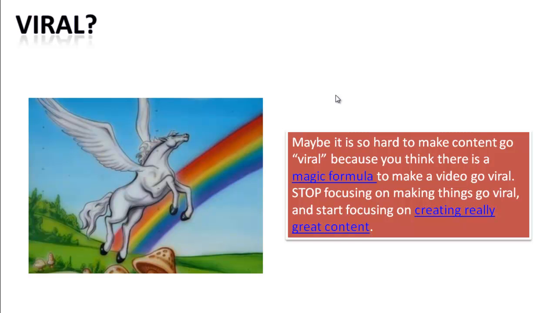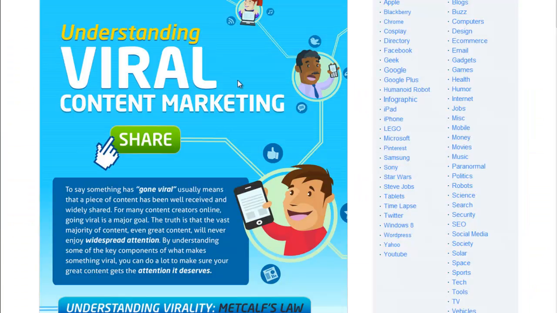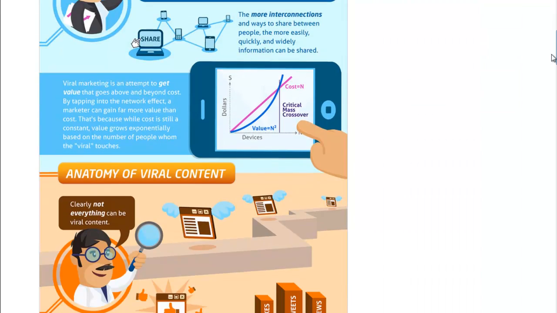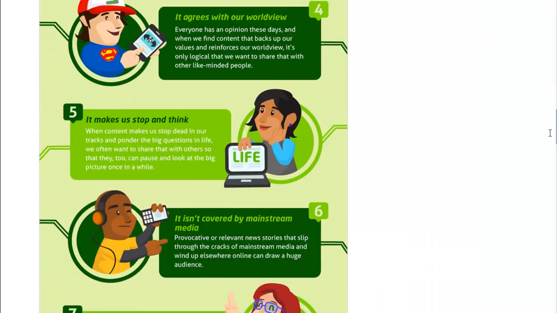I keep trying to produce these viral videos, but nothing's working, right? I can't get the followers. Well, maybe it's so hard to make content go viral because there is no magic formula to make a video go viral. So my tip and advice to you is stop focusing on making things go viral and start focusing on really great content. Because you can go online and find fantastic information on how to understand viral content, right? They'll give you a magic formula. They say you do this, and this, but you follow it and it just doesn't work for you.